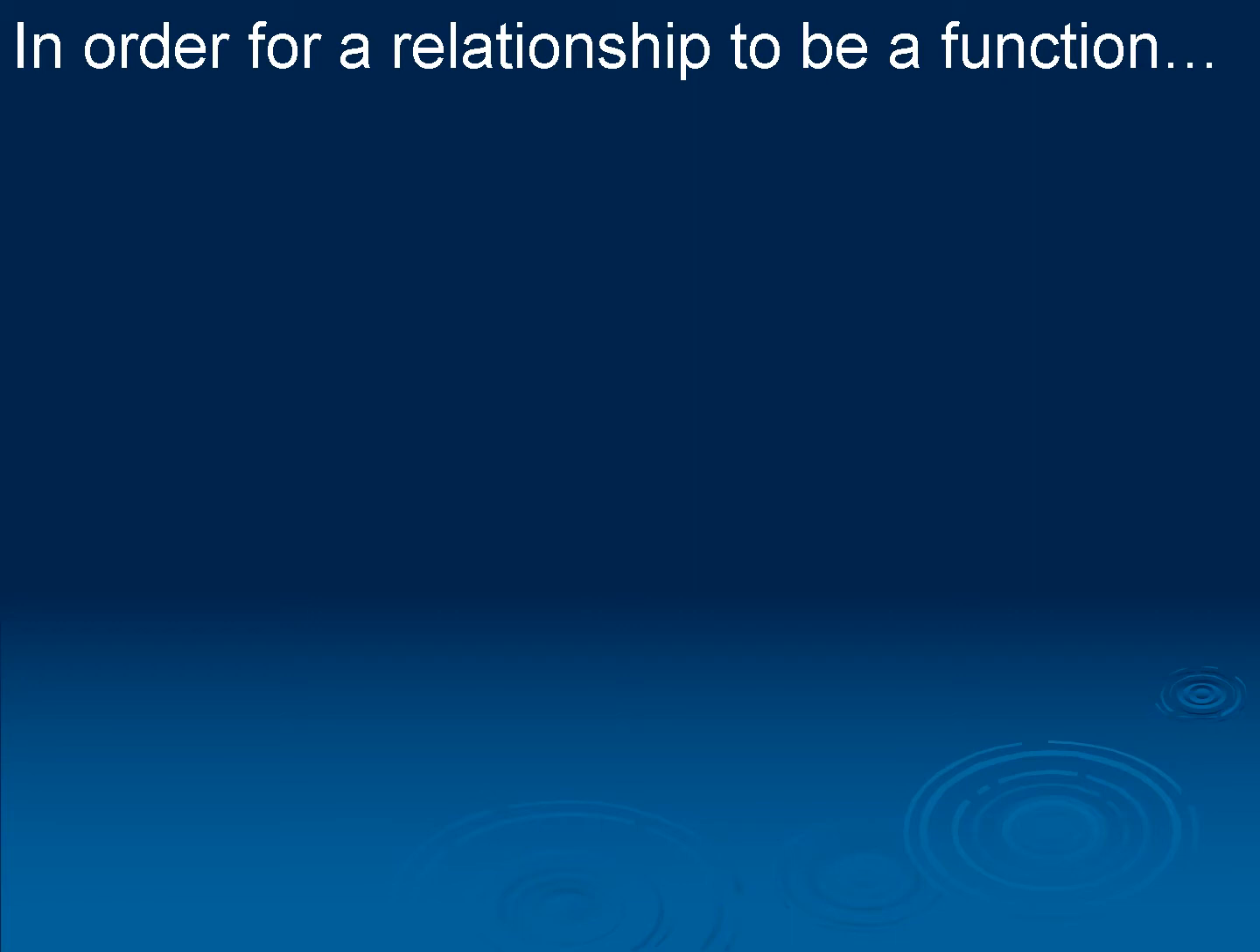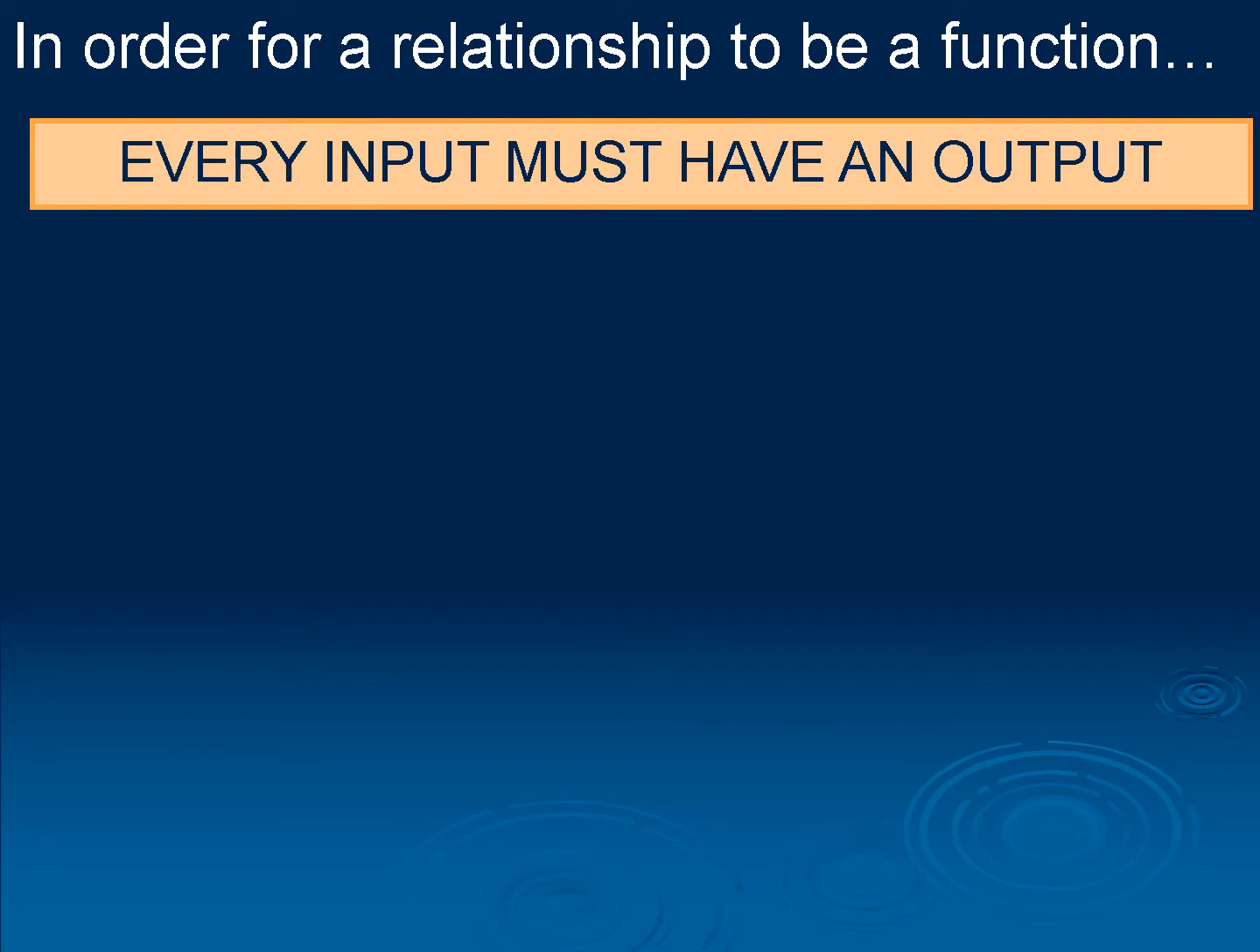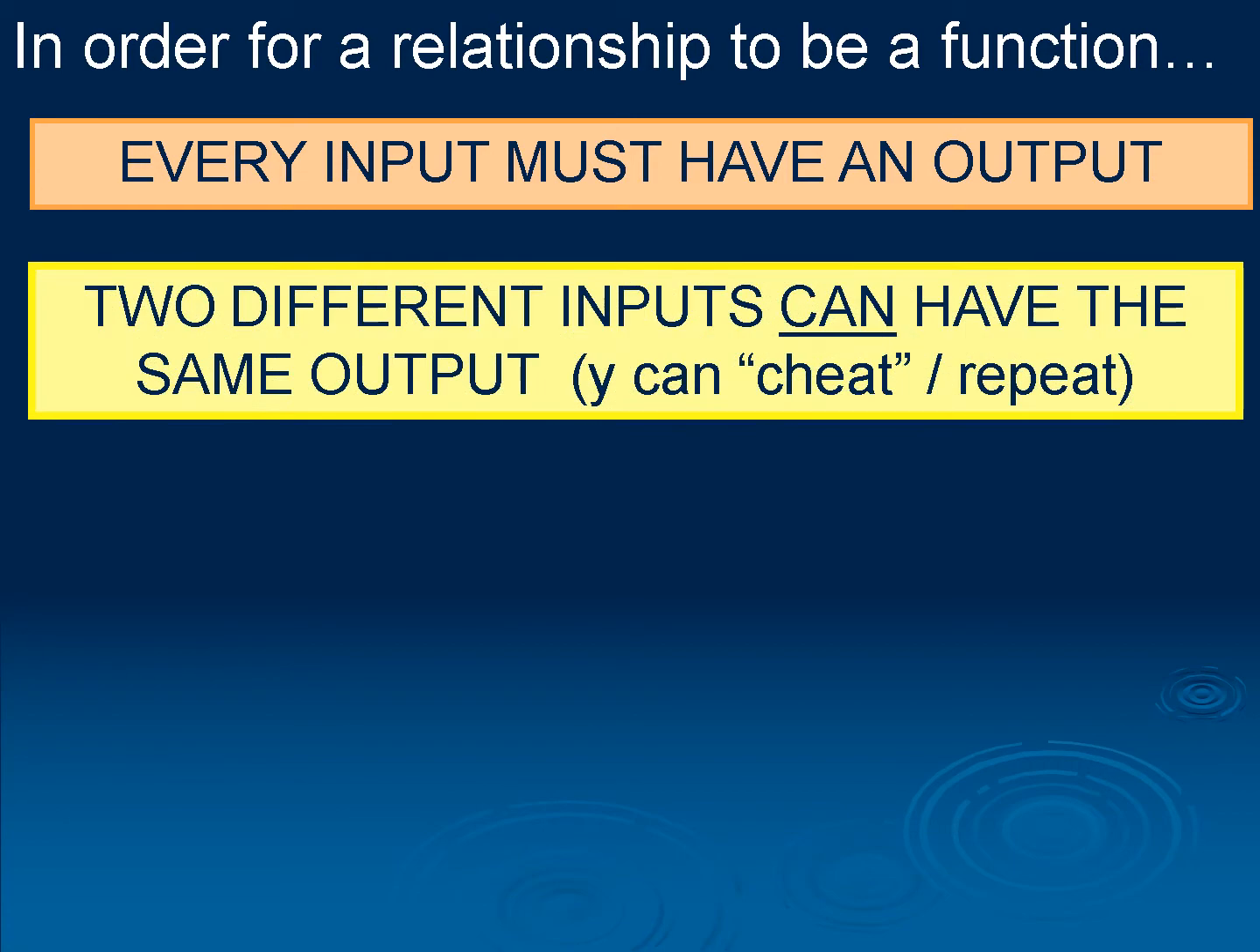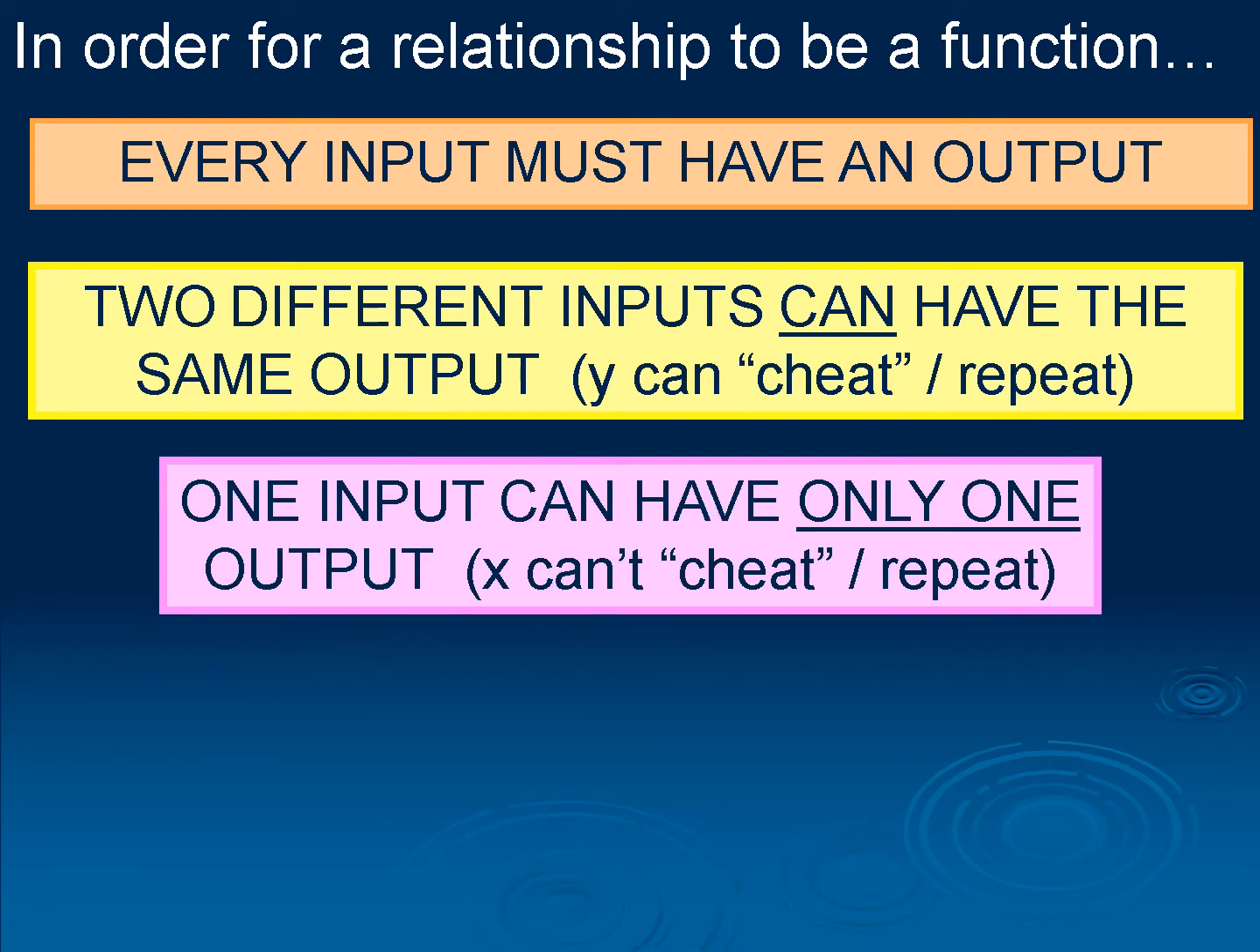So in order for a relationship to be a function, every input must have an output. So every x must have a y. The next thing is that two different inputs can have the same output, meaning y can repeat as much as you want. Y is totally okay with repeating. However, one input can only have one output. So x's cannot repeat, but y's can. But really, all you need to focus on when you're determining if it's a function is looking to make sure that the x's don't repeat.